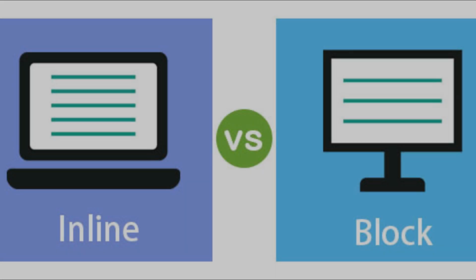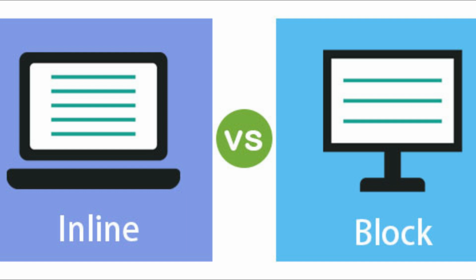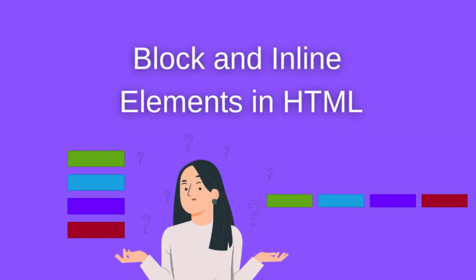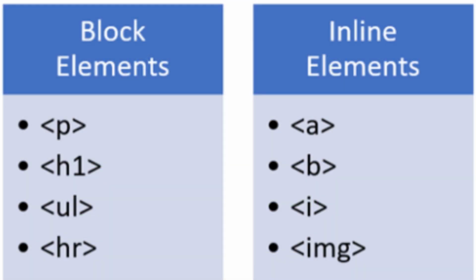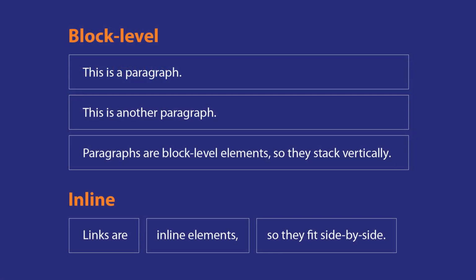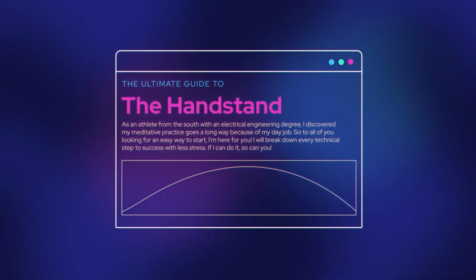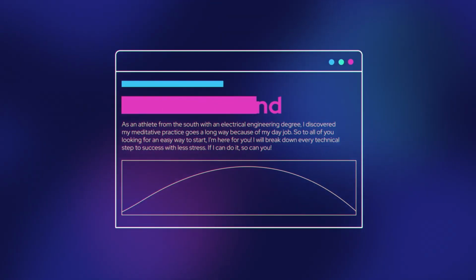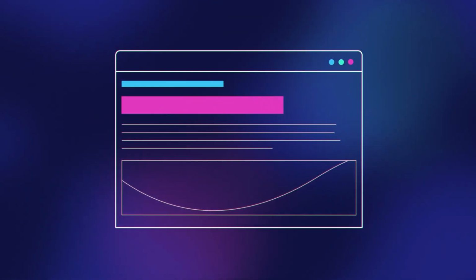Welcome to today's segment on HTML, where we'll explore the fundamental concepts of block and inline elements. What are block or inline elements? Understanding these two categories is crucial for web development, as they dictate how content is structured and displayed on a web page. Every HTML element has a default display setting, which controls how it stacks with other elements on the page. The two most common types are inline and block level.